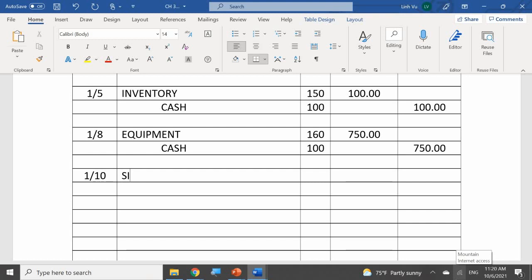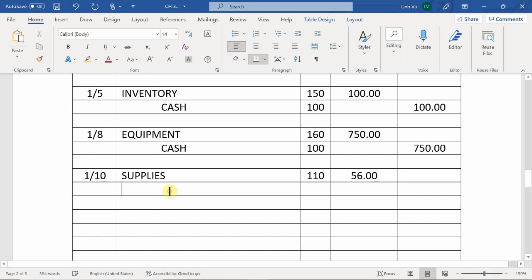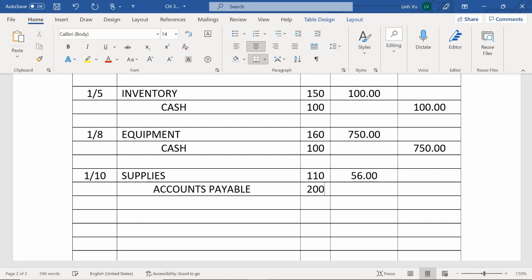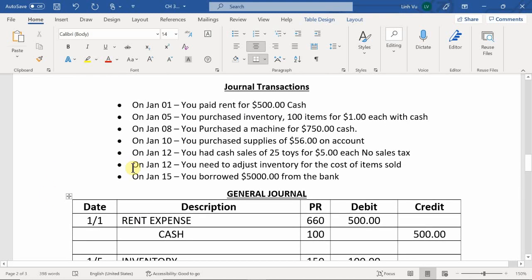So in this case, I bought supplies on an account on January 10. So I have supplies, account number 110 for $56. And then I bought it on an accounts payable, which was a liability for account 200, because I increased the amount that I owe by $56. Good, right? Let's see what else happened next. So we have a couple more transactions here.